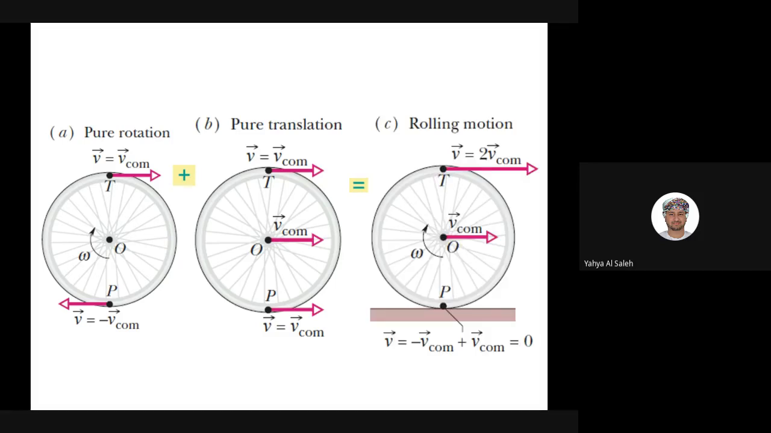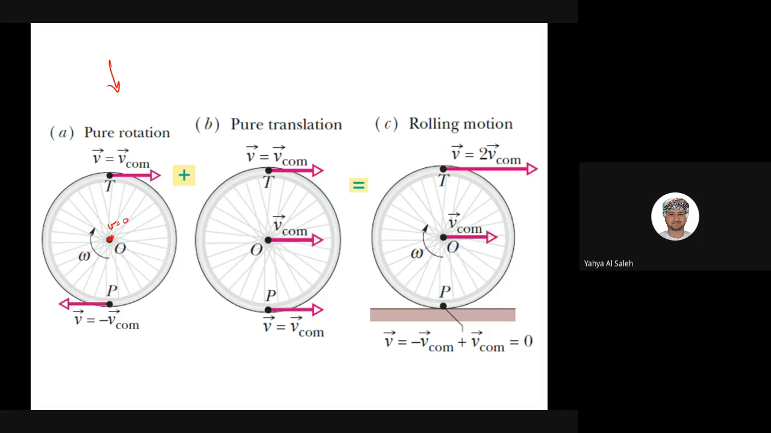Here's where the weird starts. If I look at the center of the wheel, my VCOM doesn't really change. Actually, let's do it a different way. We said that rolling is rotation plus translation. So let's look at what we have in rotation and in translation. In pure rotation, the center does not move, so the velocity here is 0. The top moves VCOM to the right. The bottom moves minus VCOM to the left.